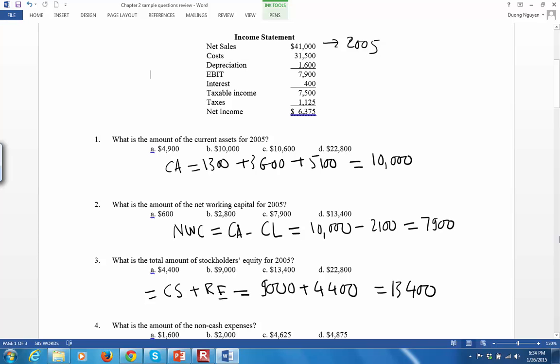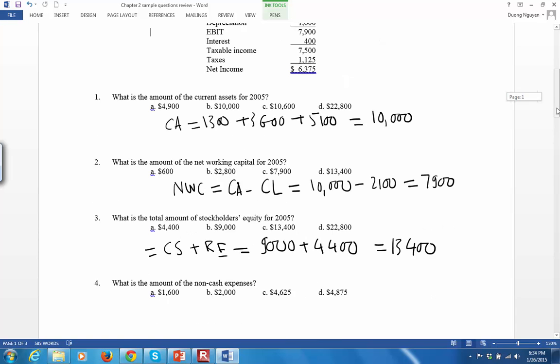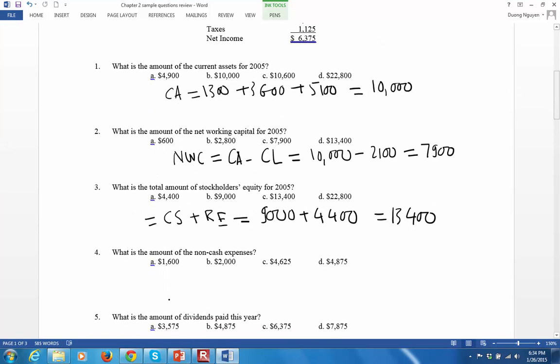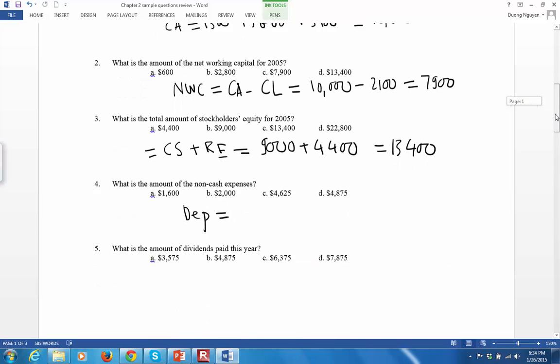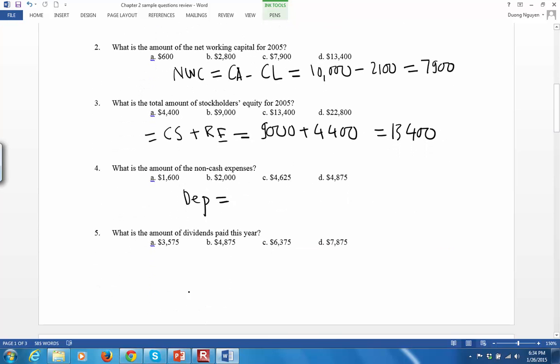What is the amount of non-cash expense? Non-cash expense, we know that it is depreciation, and depreciation is given as 1600. So obviously the answer is A.